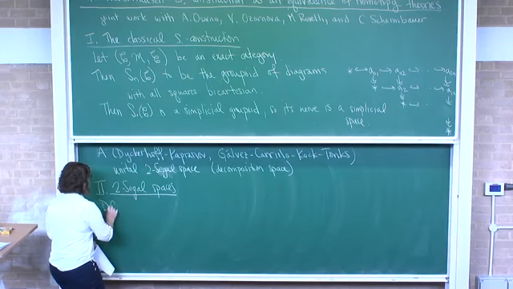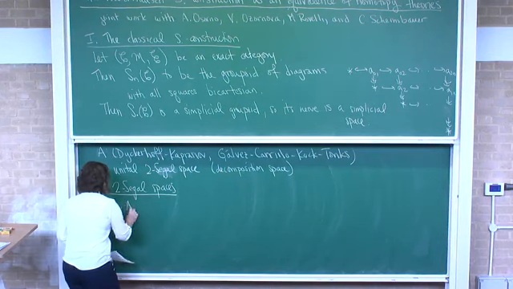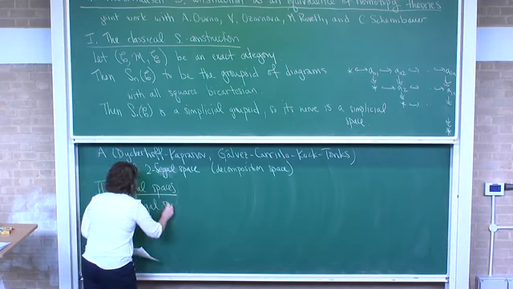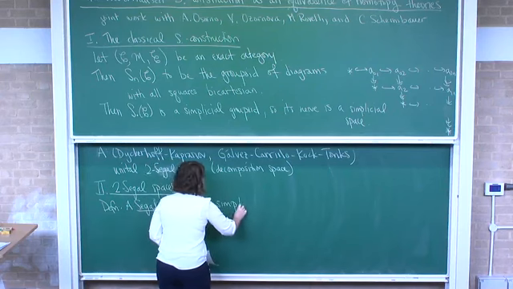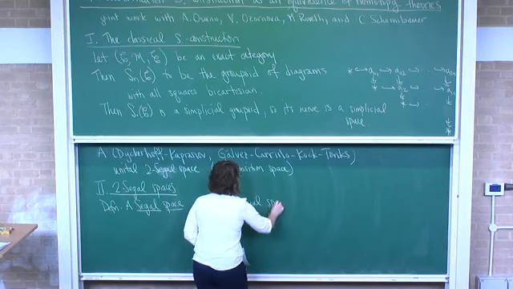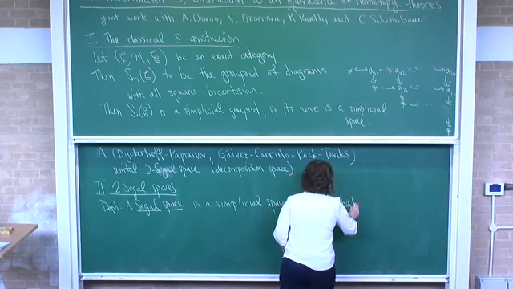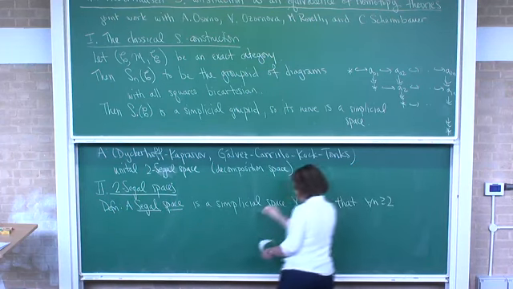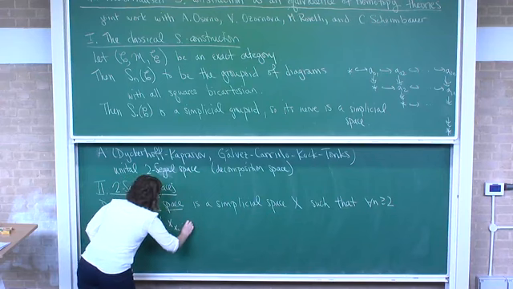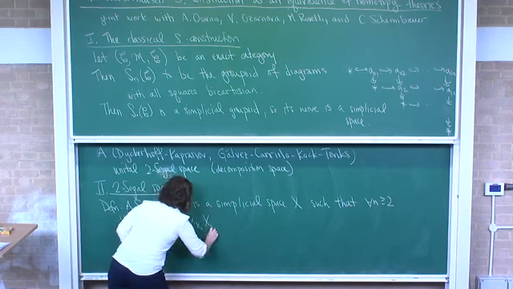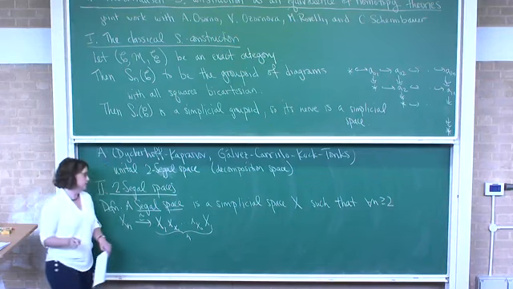Again, it's a flavor of simplicial space. A Segal space is a simplicial space X such that for every n at least 2, the Segal maps X_n to the n-fold product of X_1 over X_0 are weak equivalences.